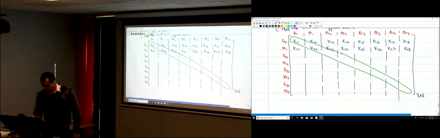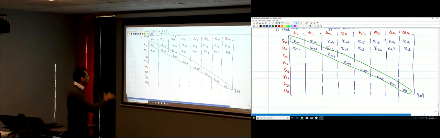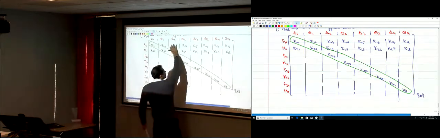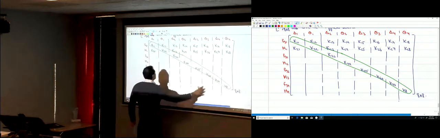Members here. So K33, K44, K55, K66, K77, K88. So it's symmetric about this diagonal. Those elements here are the same as those elements here.